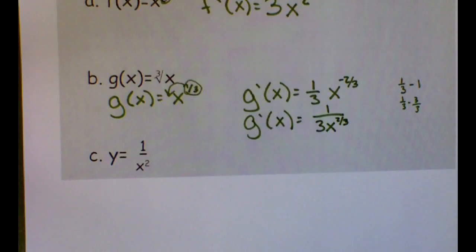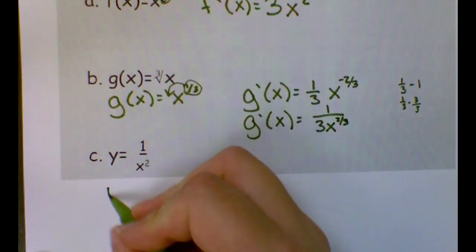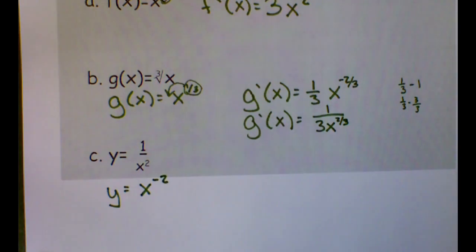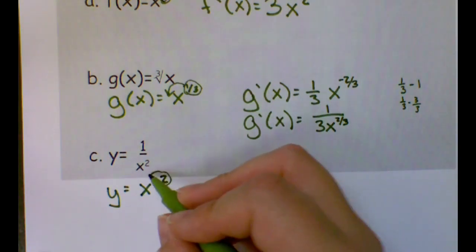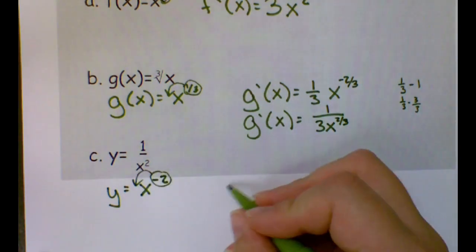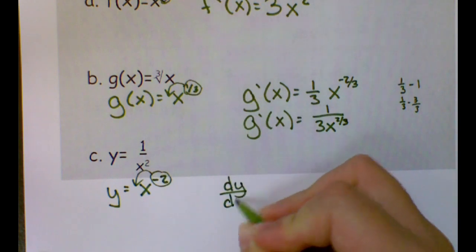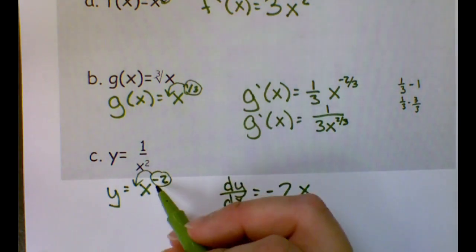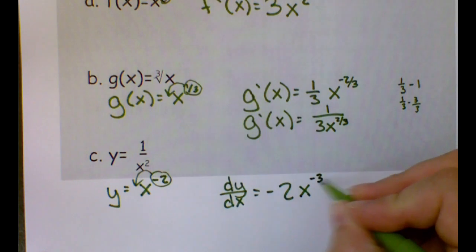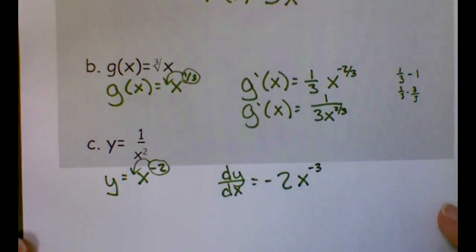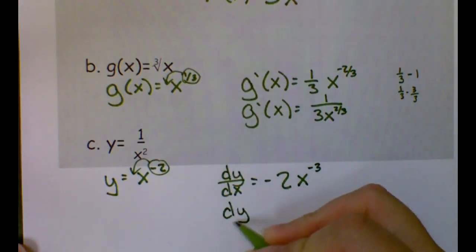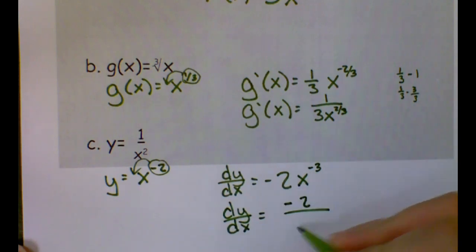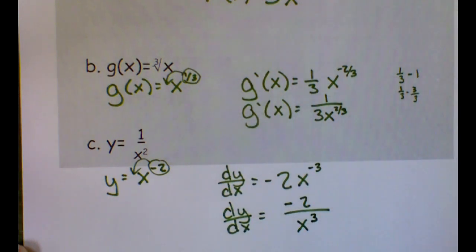And then y equals 1 over x squared. To help us out, we're going to write this with a power. It's just x to the negative 2nd power. So our power rule says we take that power down and out front. So dy dx equals negative 2x, and then we subtract 1 from the power, making it negative 3. We don't want negative exponents though, so we'll drop it into the denominator. The 2 is still in the numerator, so negative 2 over x to the positive 3rd power.